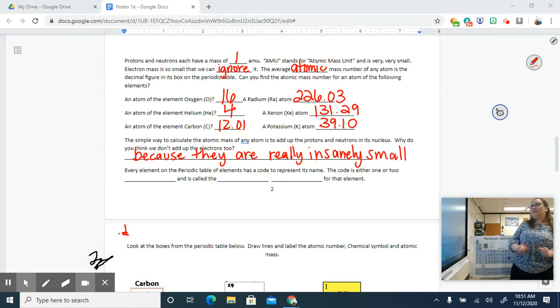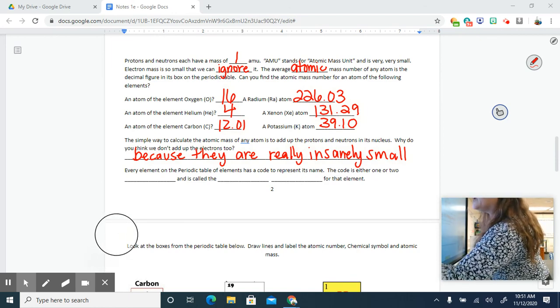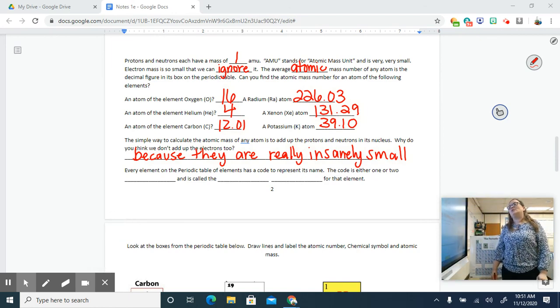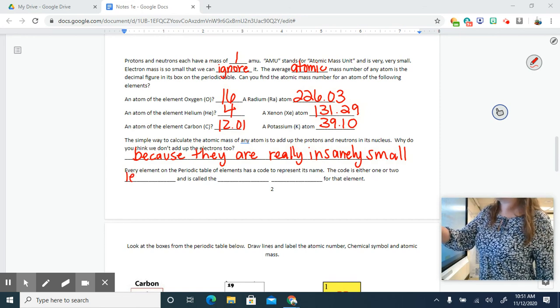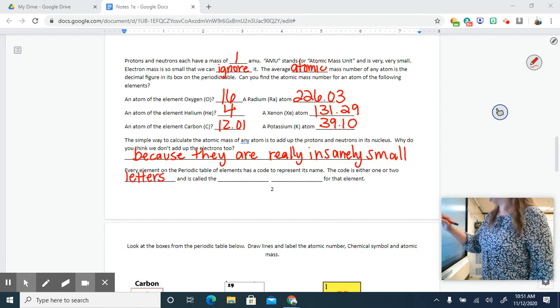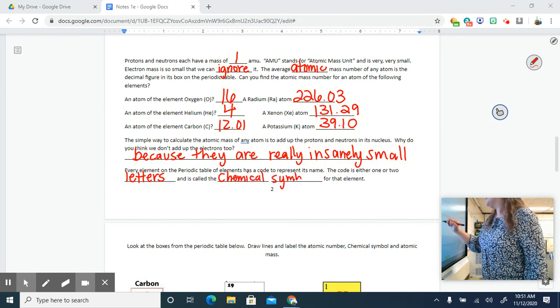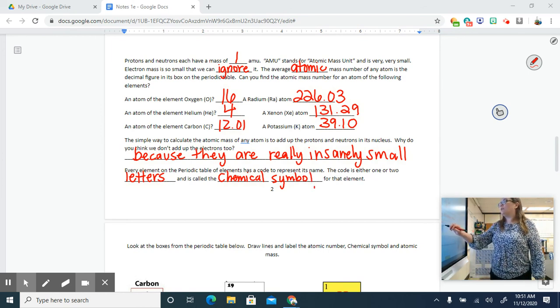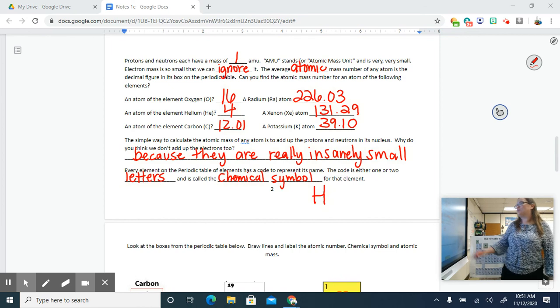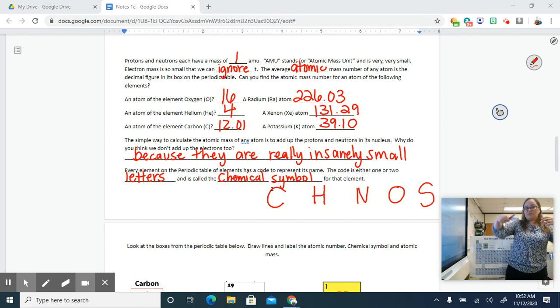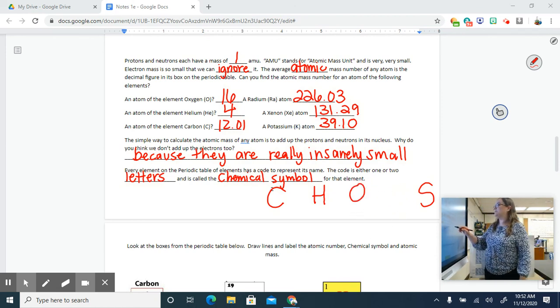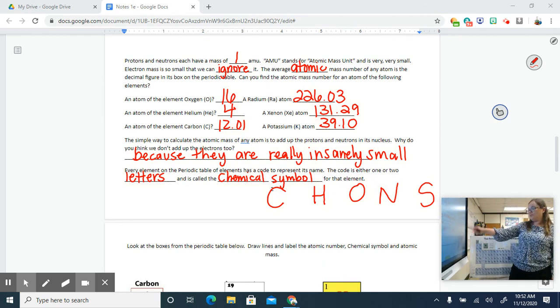All right, every element in the periodic table of elements has a code to represent its name. The code for each is either 1 or 2 letters and is called the chemical symbol for that element. So you already know hydrogen, that's the chemical symbol for hydrogen. You already know nitrogen and oxygen. Most of you know carbon and sulfur. So CHONS, I did that backwards. CHONS is the way to remember what are the most common elements in living things: carbon, hydrogen, oxygen, nitrogen, and sulfur.